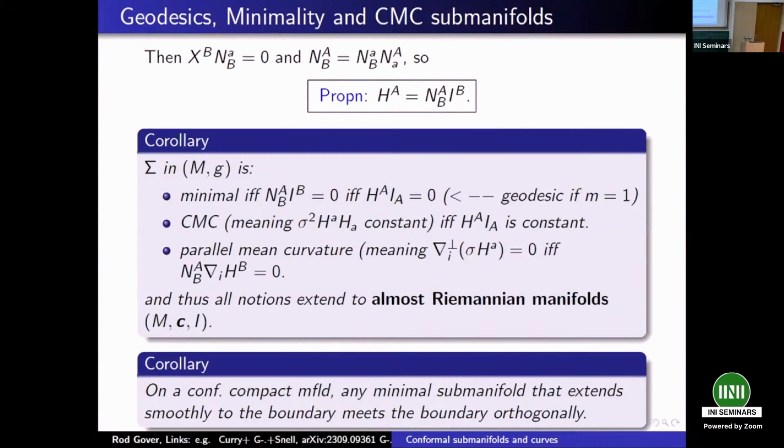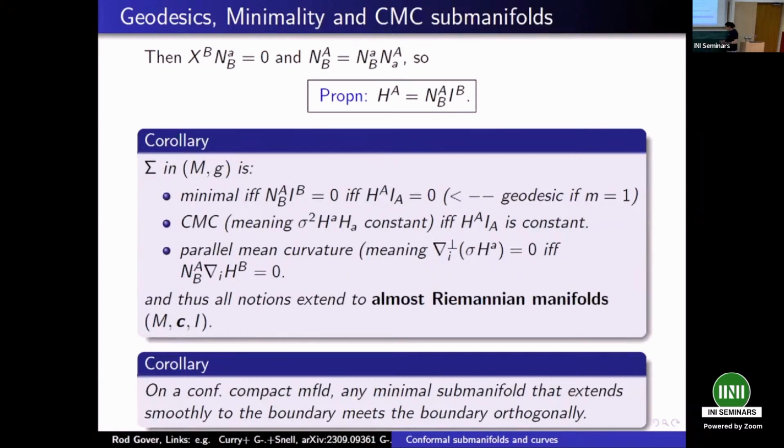Parallel mean curvature, which is another notion of CMC, if you like. These agree when you're in codimension 1. Usually it means that the mean curvature is parallel according to the canonical connection on the normal bundle, but there's a tractor version which is basically exactly the same. So these things all extend through these conformal singularities that you have in these sorts of situations. So that's what I wanted to say about that.